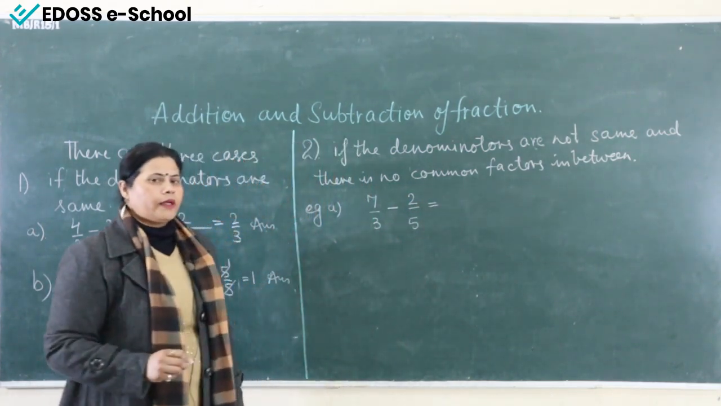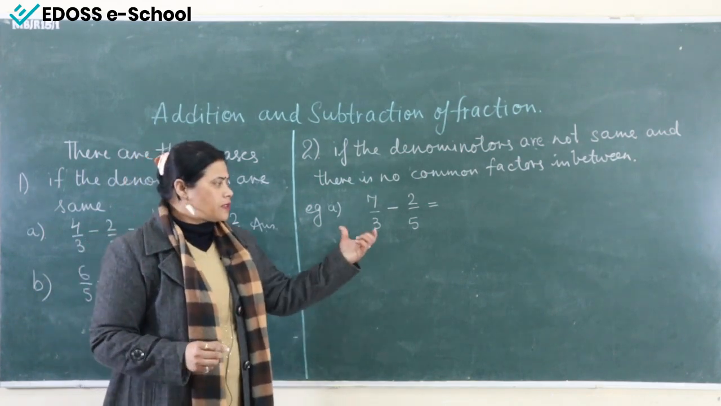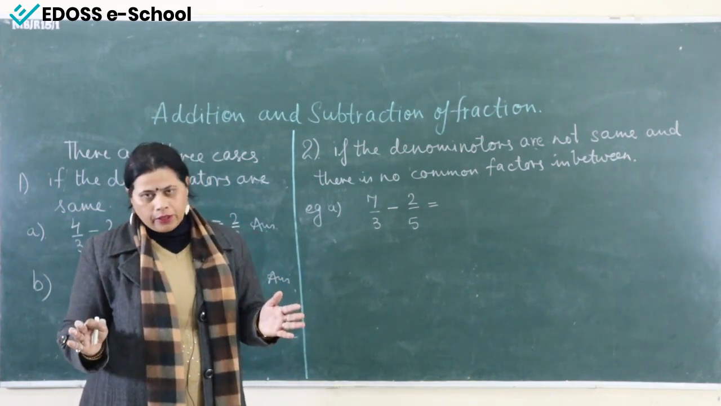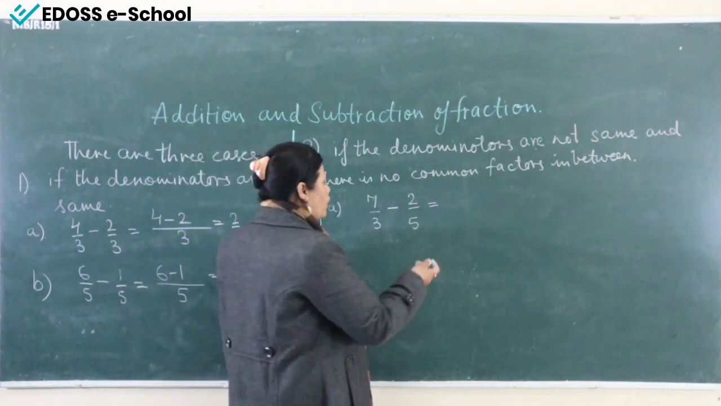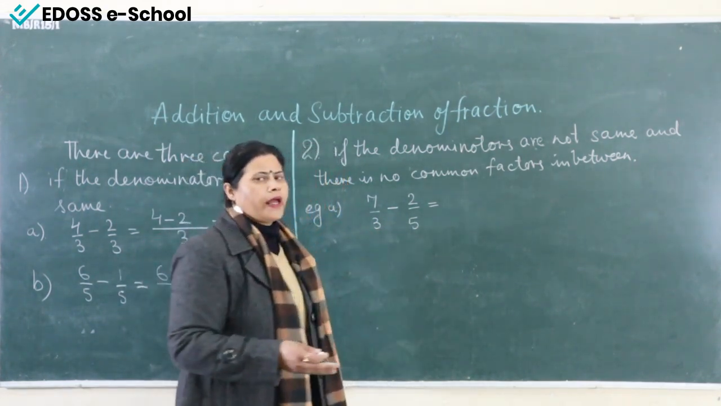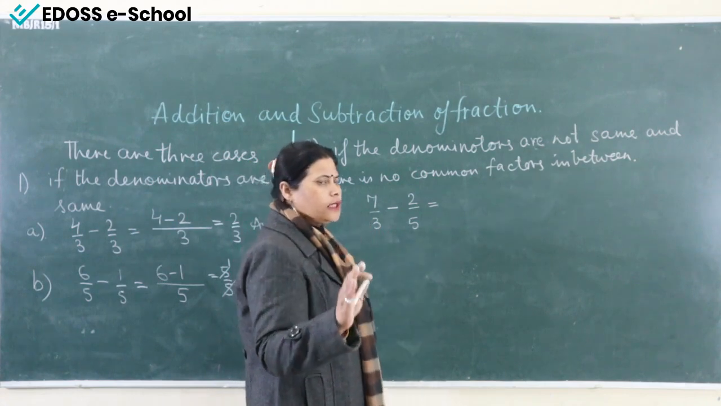So see, the denominators are 3 and 5. It means there is no connectivity in between. There is no common factor in between, so what you will do is just multiply the denominators. No need to take the LCM.